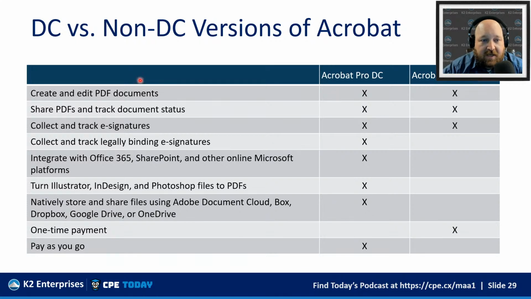Now, both of these can create and edit documents. Both of these can share documents. One's going to share them through the DC, through the Document Cloud. The other one's going to share them through email. But some of the additional DC things that you're going to get: creating and tracking legally binding e-signatures, integration with Office 365, integration with the other Adobe programs, and more. Natively pushing and pulling documents from your Dropbox, Google Drive, and OneDrive account. The Pro version is not going to have those.